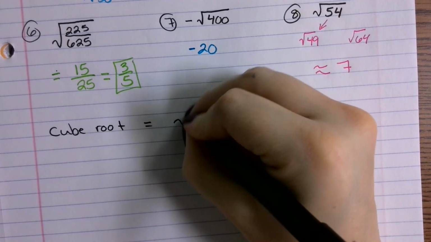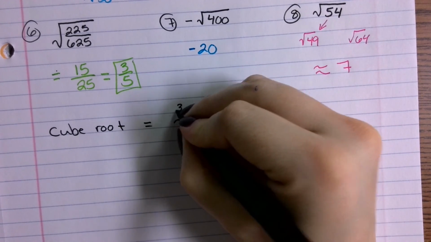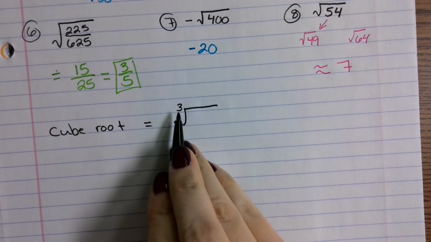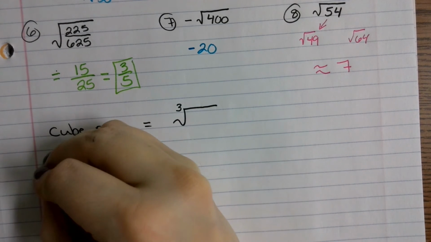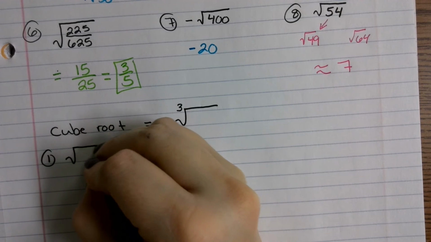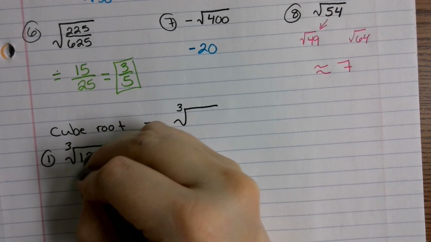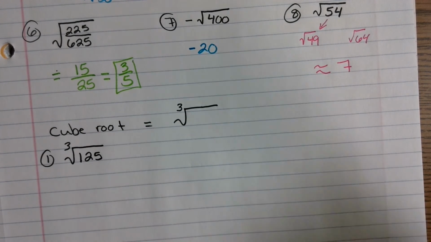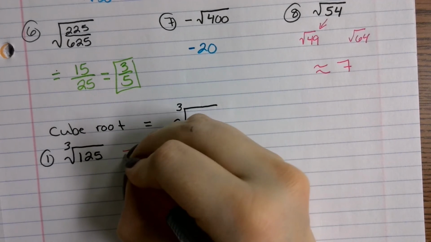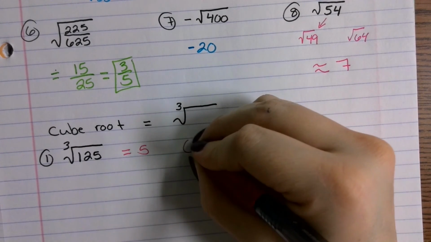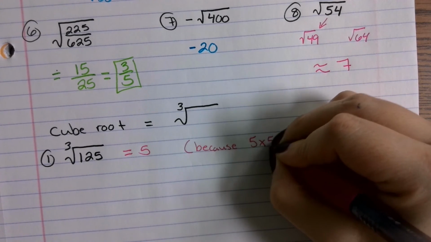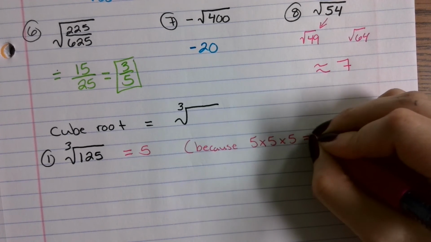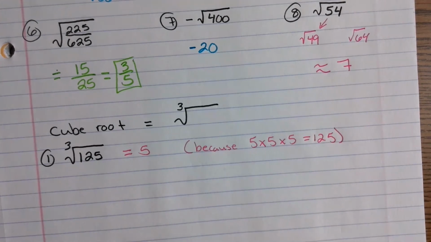that looks like a square root symbol, but with a 3 on the outside in front of it. That means you're taking that cubed root value. So a cubed root of 125 is going to be equal to 5, because 5 times 5 times 5 equals 125.